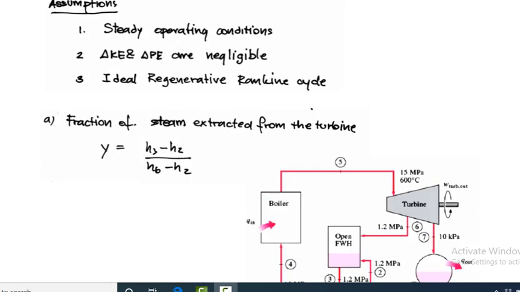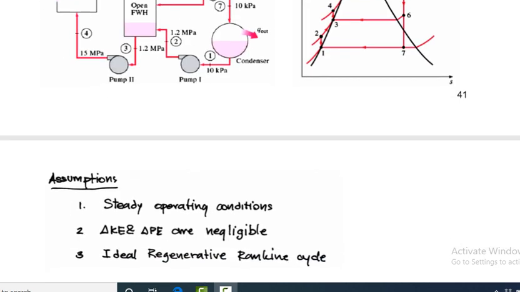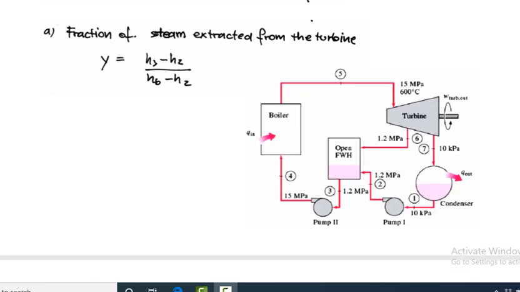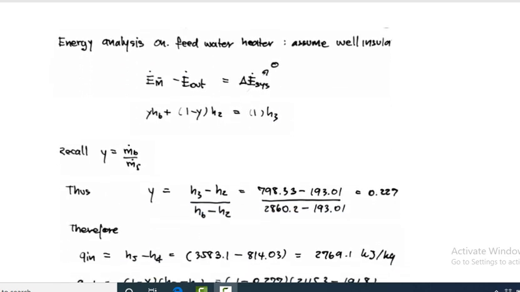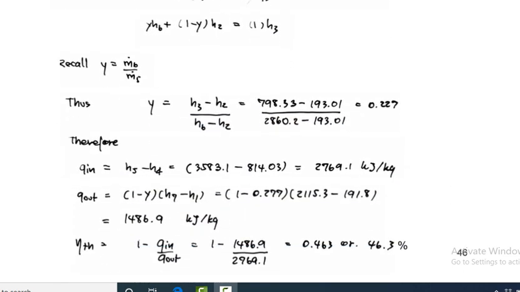Again go to the diagram. In this diagram, the steam at 1.2 megapascal enters the open feed water heater, and then the water from the condenser enters the feed water heater. Then leaving the feed water heater, you go to the pump section, and you have to consider the point. y times hb equals 1 minus y times h2 equals 1 times h3. Then y equals mb upon ms. y equals (h3 minus h2) divided by (hb minus h2). Put the values: 798.33 minus 193.01 divided by 2860.2 minus 193.01 equals 0.227.